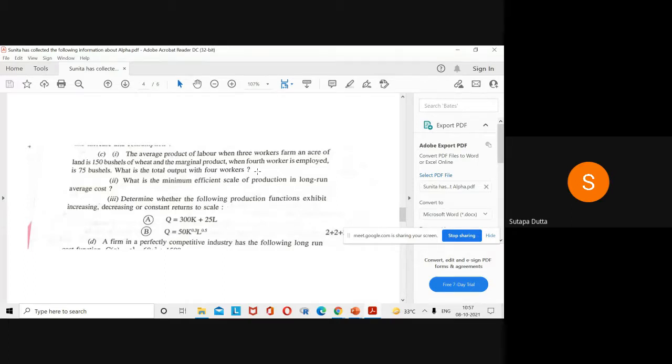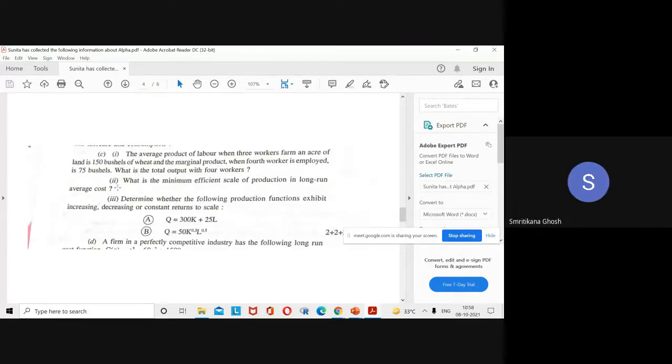That means delta TPL by delta L equals 75. So we have to add this 75 with 450. Exactly, that is the simple thing. 450 plus 75 will be the total output. And 450 plus 75 divided by 4 will be the average product of the 4 workers.